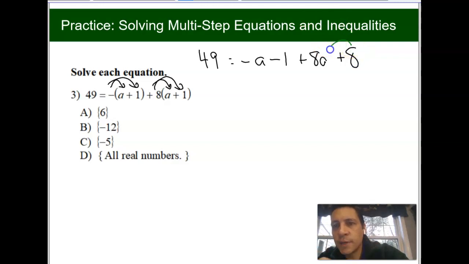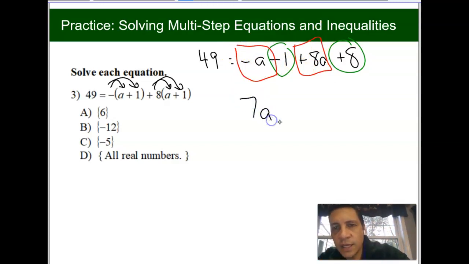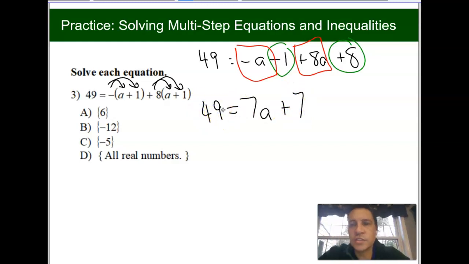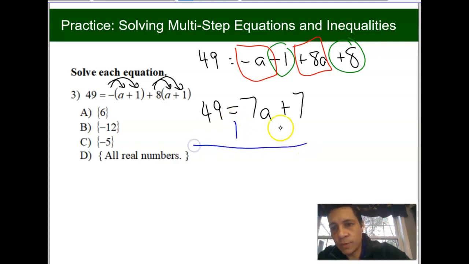Now I want to combine my like terms. Well, I've got negative a plus 8a. That gives me 7a. And then negative 1 plus 8, that gives me positive 7. Look, you had that big, long equation, and just by distributing and combining like terms, now it's just a two-step equation. I've got to isolate my variable by getting rid of the constant that's on the same side of the variable. So I'm going to subtract 7 on both sides.